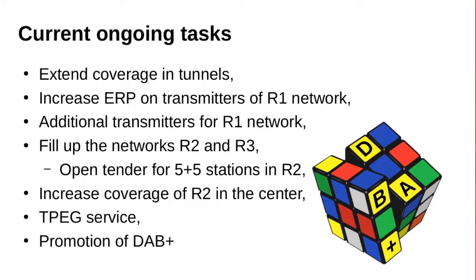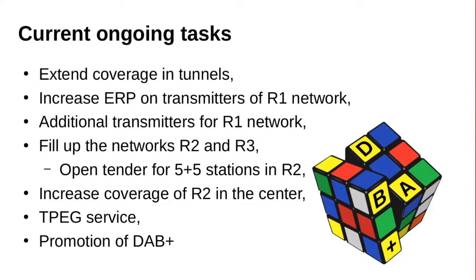So, of course, we want to increase the power of some transmitters, which we started with low power at the beginning. Of course, some additional transmitters, and we want to fill up the existing networks. So on Friday, just this is the last update, the agency put out a new tender for 5 plus 5 stations, so east and west in R2. And they also announced that there will be a tender for R3 for some new networks, so new services.